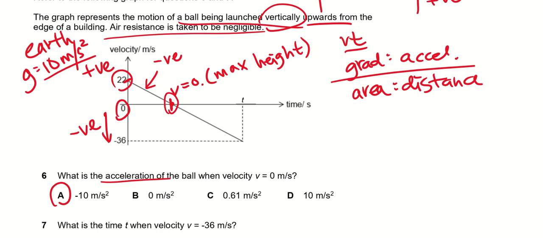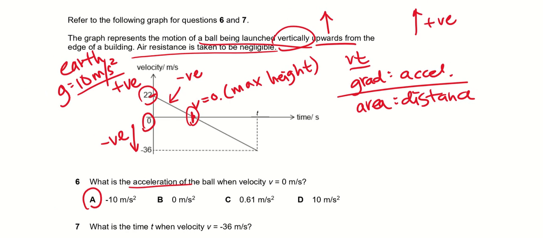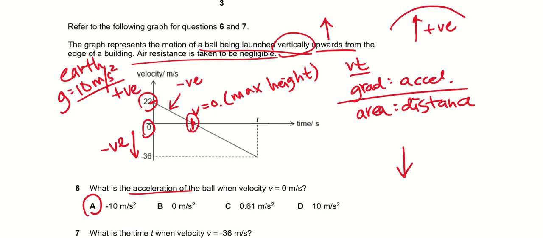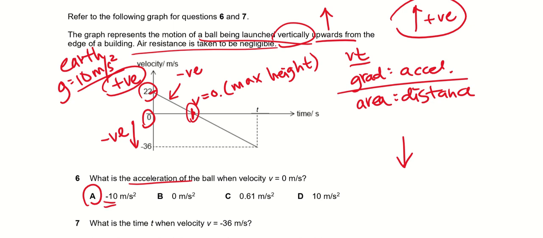You may think, why is it negative? Because acceleration due to Earth is always downwards. Gravity pulls things down. For this question, upwards is taken as positive, since it is launched upwards with a positive value. So downwards is a negative value, and gravity pulls us down, so it must be negative. I say again, positive and negative doesn't mean good or bad. It just tells us the direction.